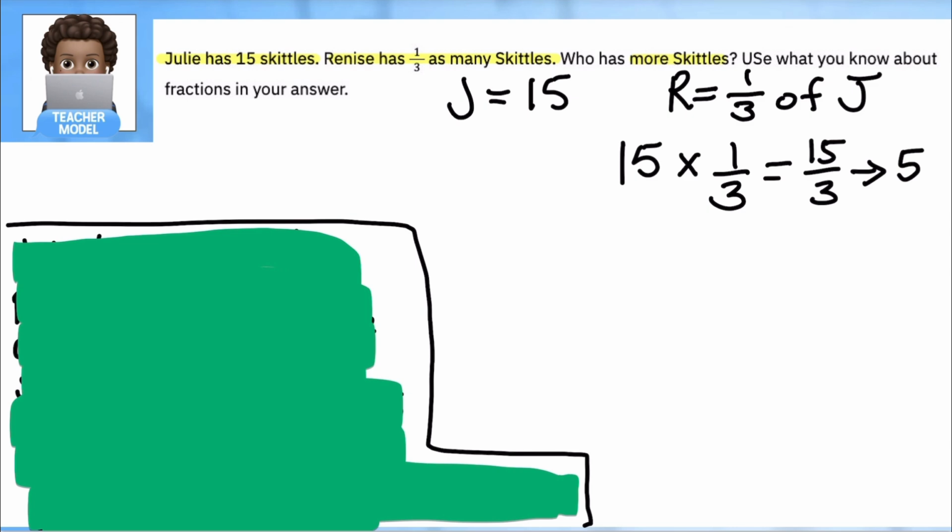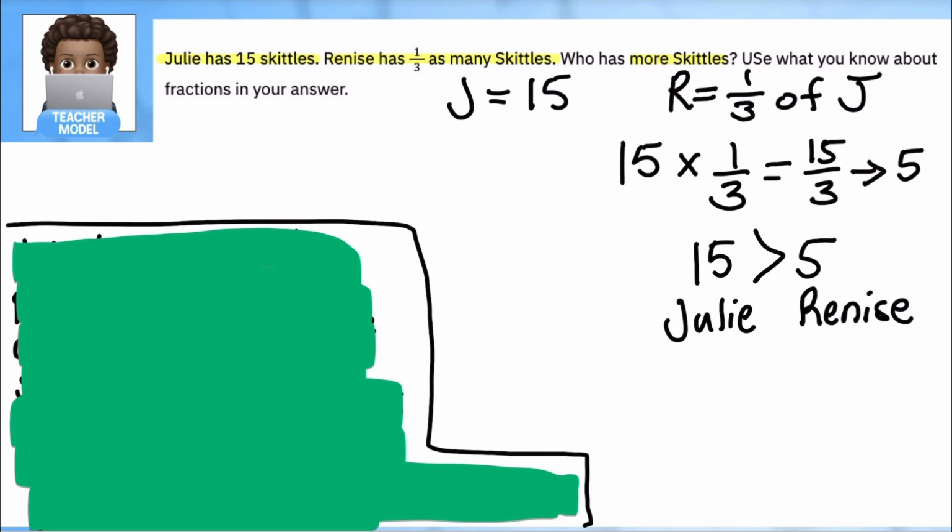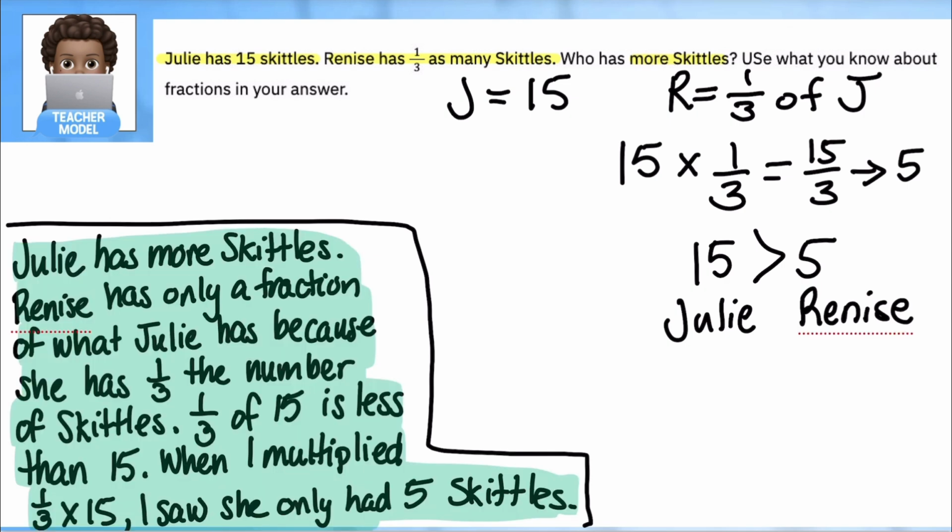So now I'm going to have to explain my full answer. And what I want to do is I want to answer the question and then justify it using my work. So I know 15 is greater than 5. Okay, so let's see what my answer is and does it make sense. Here we go. Julie has more Skittles. Bam, I answered the question.